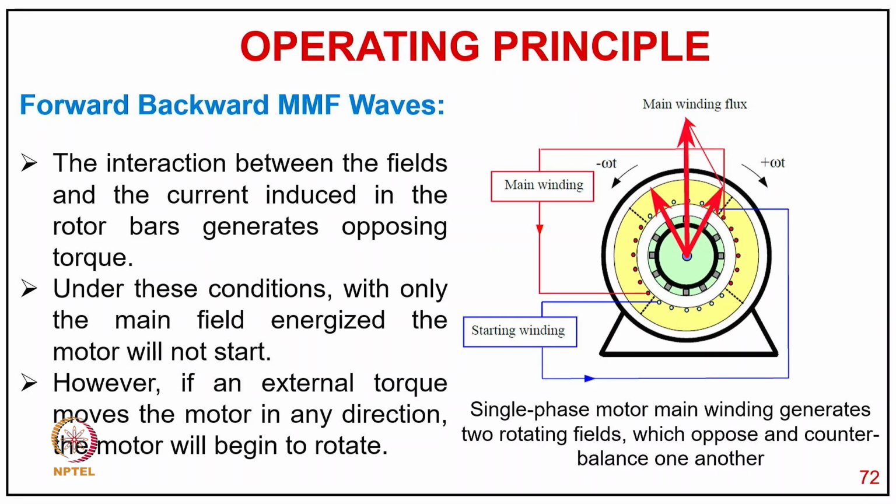Now coming to this concept, as you can see here, we have the main winding and the auxiliary winding, as shown in the diagram. The interaction between the fields and the current induced in the rotor bars generates opposing torque. Under these conditions, with only the main field energized, the motor will not start. However, if an external torque moves the rotor in any direction, the motor will begin to rotate, and the single phase motor main winding generates two fields which oppose and counterbalance one another.